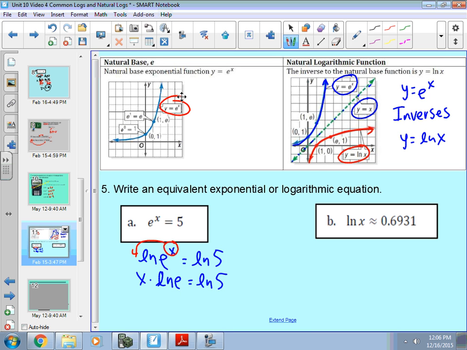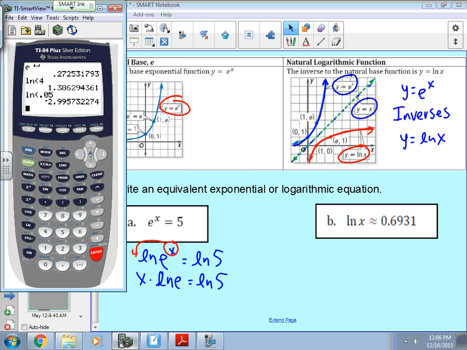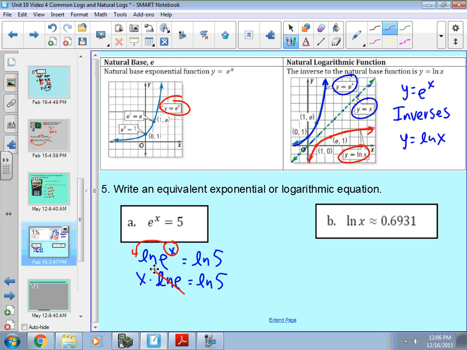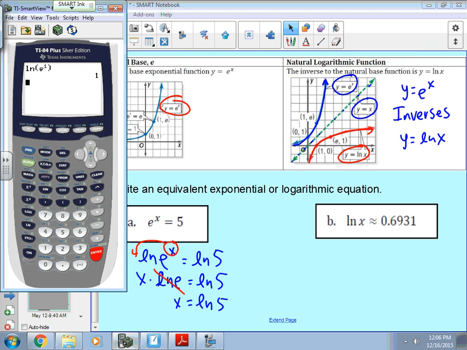And here's the nice thing, ln of e, natural log and e are opposites. If you go on your calculator and do natural log of e to the first power, you see that it equals 1 because natural log and e are opposites. So basically that cancels out, and x here is going to equal the natural log of 5. So that would be the exact answer. If you want to see about what that's equal to, you can just hit natural log 5 on your calculator and see that it's about 1.61.